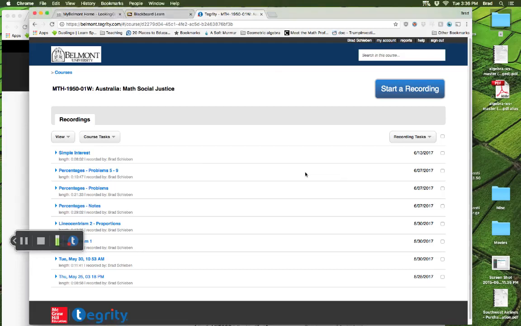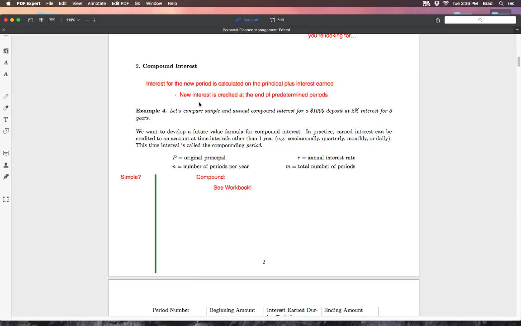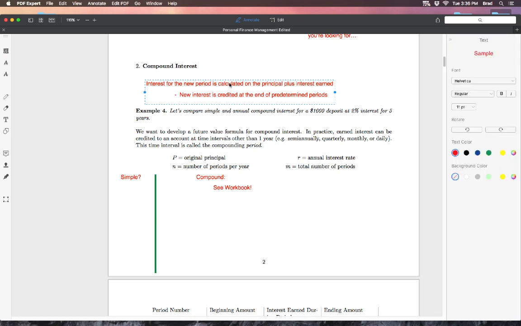All right, welcome back. We are going to briefly talk about compound interest now. When we're looking at compound interest, we're now talking about new interest being calculated on principal plus interest earned for each new period.